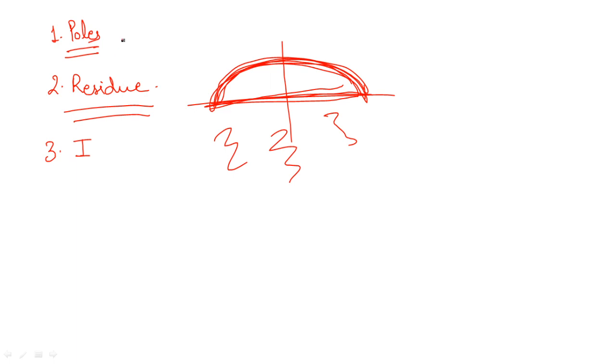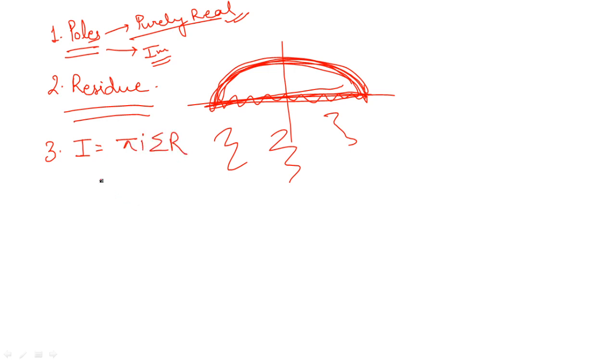Done? Now here comes the next different point. The poles you have got can be purely real or they can be imaginary. For the final integration answer, if you have purely real poles, meaning the poles are lying on the real axis, then you will have to use the integration formula pi iota into sum of residue. If the poles are imaginary or complex numbers, you can simply use the formula 2 pi iota into sum of residue.